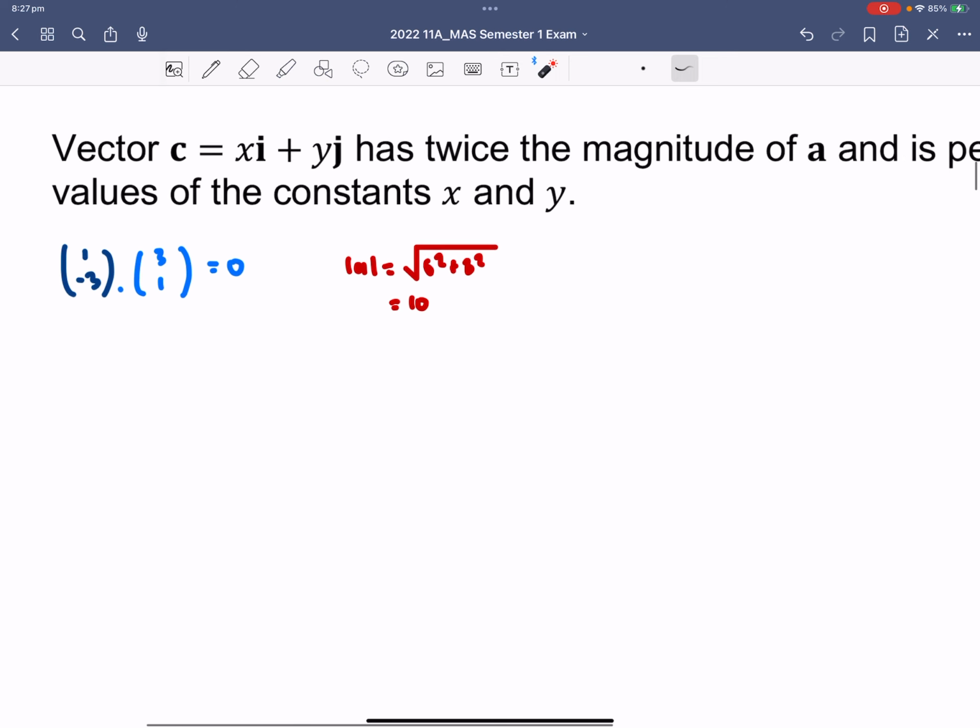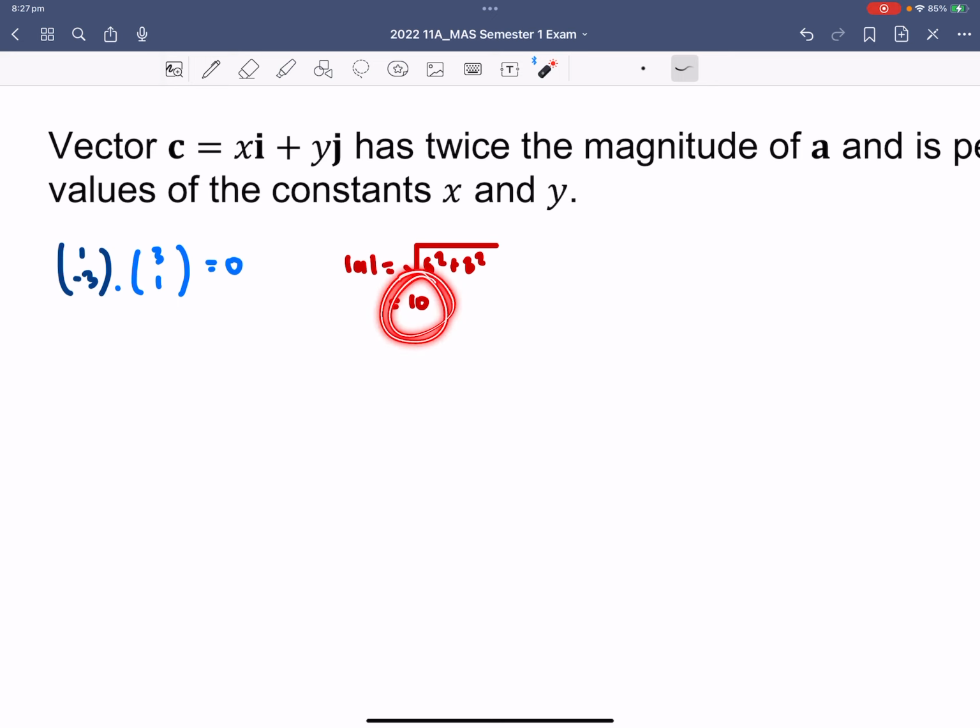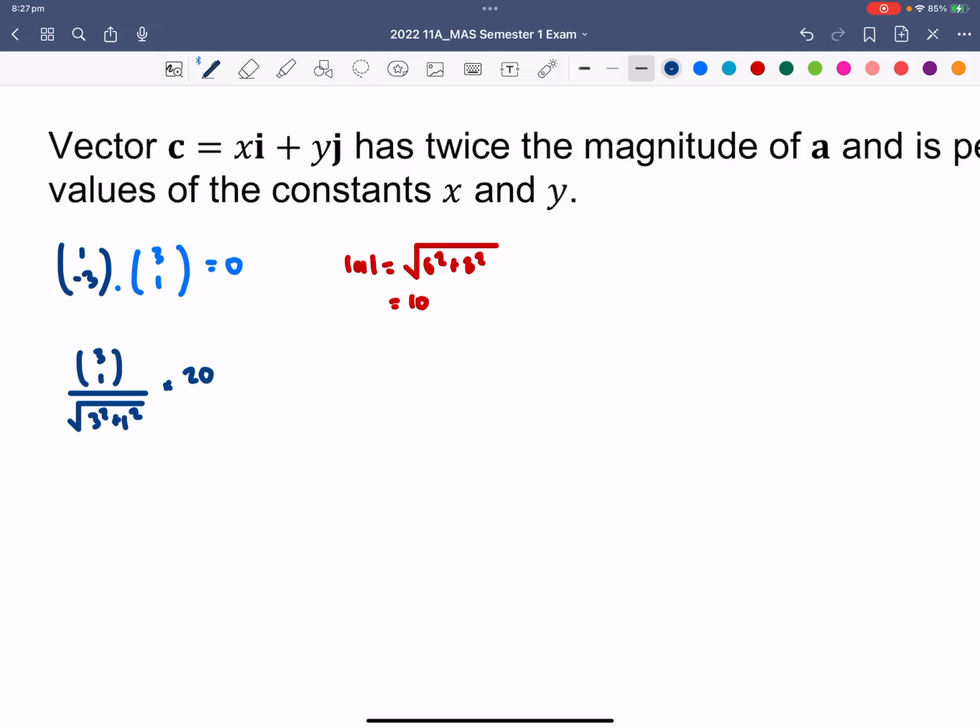I just need to make sure it has a magnitude double 10, which is 20. And the easiest way of doing that is get the vector that's perpendicular to it. First, divide it by how big it is, so that it's a unit vector. So we'll divide it by root of 3 squared plus 1 squared. Once you've done that, then we can times it by 20, because this turns it into a unit vector, and then timesing it by 20 makes it 20 units big, which would be twice the magnitude of A.